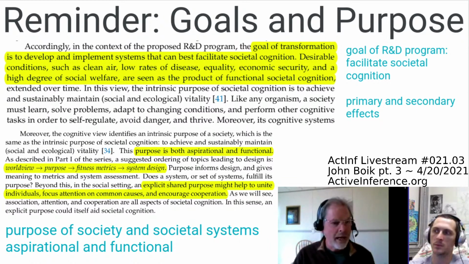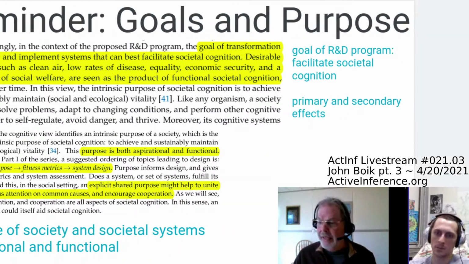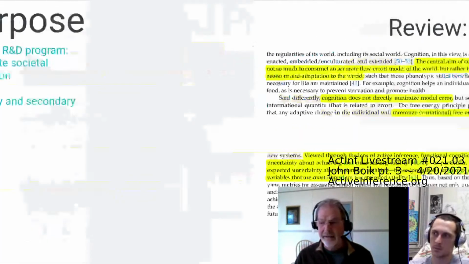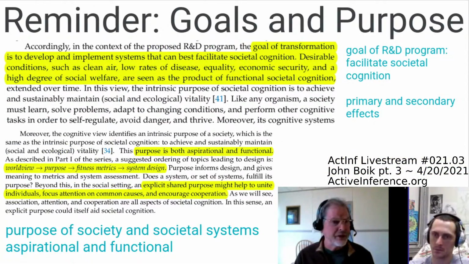If we all know what we're doing and why we're doing it, and that purpose is to improve our collective quality of life and improve the environment, well, then it's going to be a lot easier to get people to come together and talk and unite behind a shared purpose. So in this sense, a purpose itself could aid societal cognition, right? Societal cognition depends on cooperation, depends on trust. So just having a purpose can aid in societal cognition.